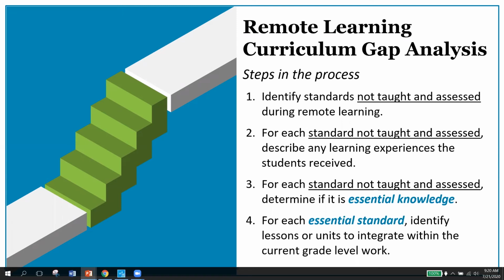First, teachers identify standards not taught and assessed during remote learning. Then, for each standard not taught and assessed, teachers describe any learning experiences the students received during the remote learning. Next, for each standard not taught and assessed, teachers determine if that standard is in fact essential knowledge. And in the final step, for each essential standard identified, teachers work with their colleagues at the next grade level to find lessons or units that allow for integration of this standard within the context of the next grade level's curriculum.